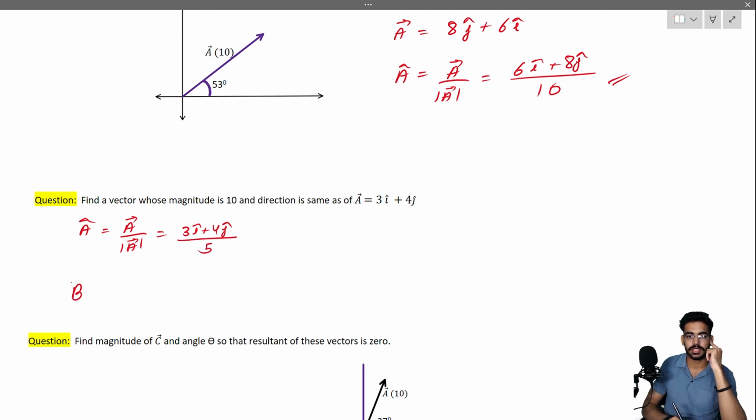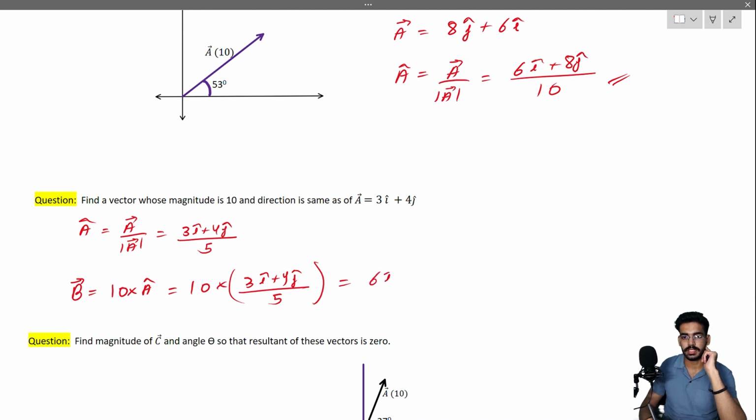Now I want to find such b vector that magnitude is 10 and direction is a cap, same as a cap, right? 10 into a cap, just do that, 3 i cap plus 4 j cap divided by 5, simple, right? That is 2 times, so 6 i cap plus 8 j cap. So now these are parallel vectors, right? Direction is same and magnitude is double. So this is 5, this is 10.